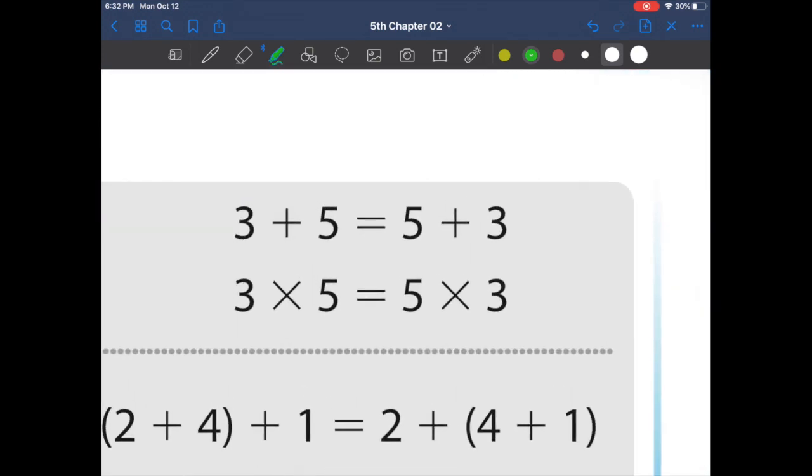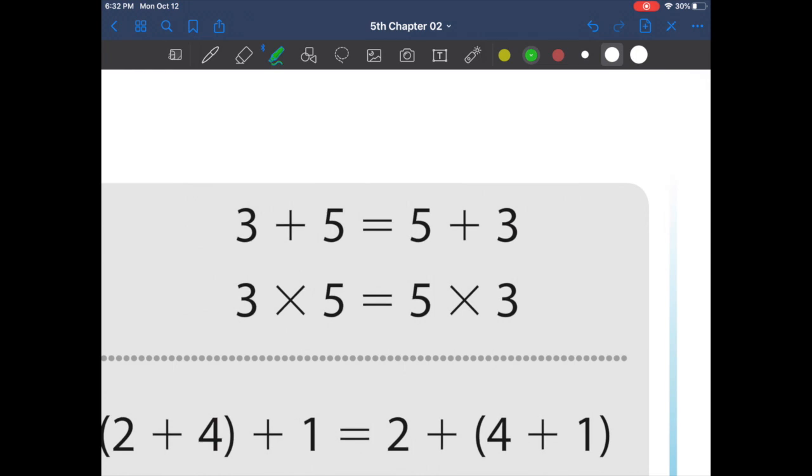What does that mean? So the commutative property means that we can add and subtract in different orders, right? So let's think about this. 3 plus 5 is what? 8. But what is 5 plus 3? Isn't that the exact same thing as 8? So it doesn't matter which way you add it, 3 plus 5 or 5 plus 3, it's still going to get you 8. That is the commutative property. It doesn't matter which way you do it.